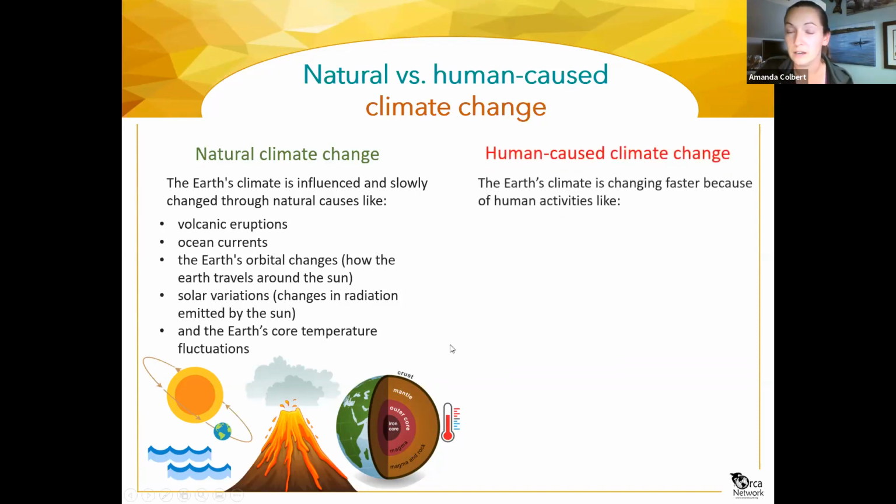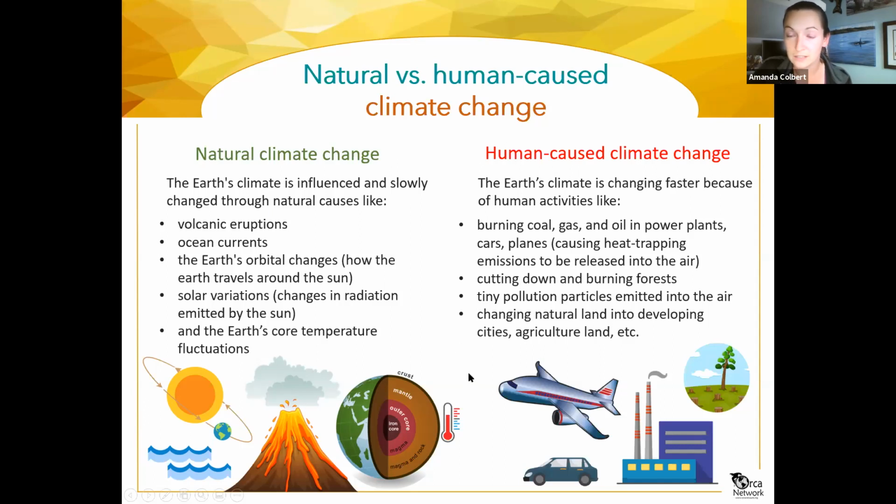But the thing we really want to focus on is the human-caused climate change part of the talk today. Earth's climate is changing even faster than it naturally would, because of some human activities like burning coal, gas, and oil in power plants, and that could be in your cars and planes as well. It causes heat trapping emissions: when that gas or oil is burned, it gives off gases that cause heat to be trapped in our atmosphere. And then we have cutting down and burning forests. Tiny pollution particles emitted into the air can cause the climate to accelerate faster. And then changing the natural land into developing cities or agriculture. So maybe taking a place that used to be covered in trees and instead converting it to some other use. It could be housing developments. It could be land to raise cattle and different food on, and things like that.